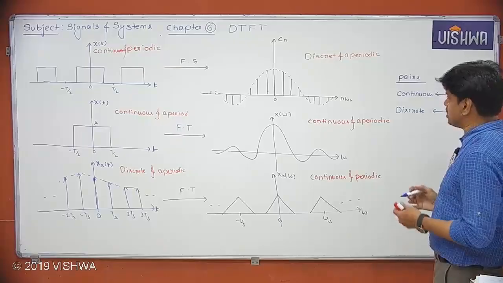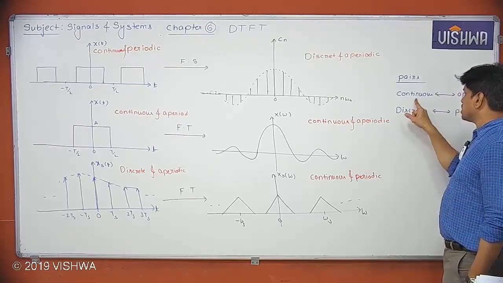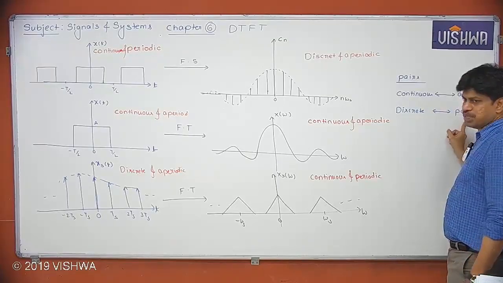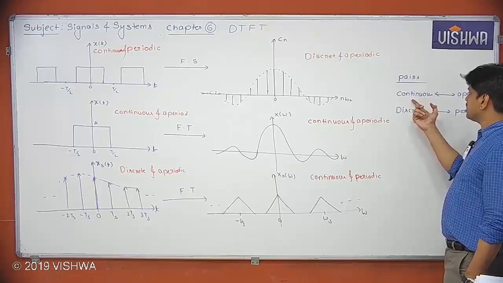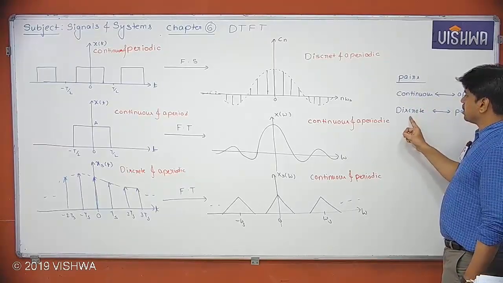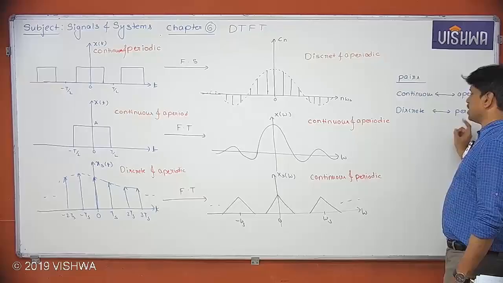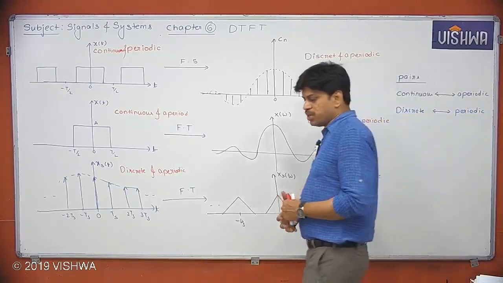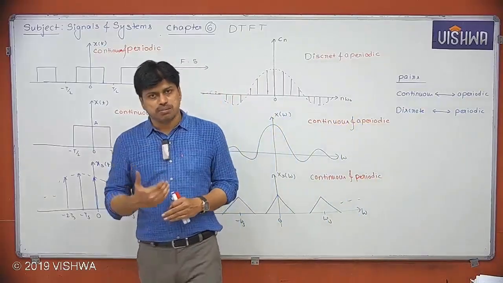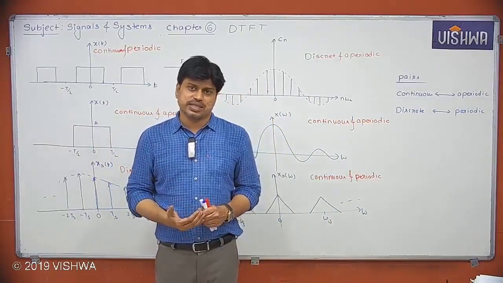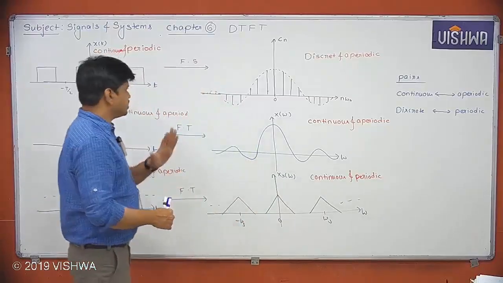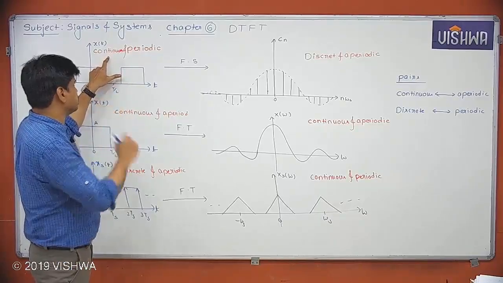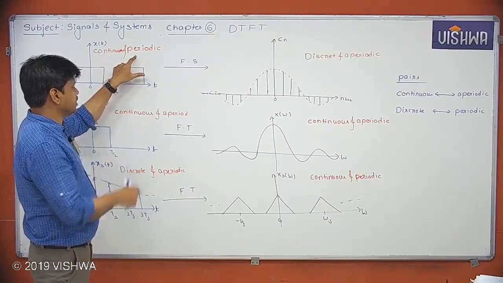What do you mean by that? In the time domain, if the signal is continuous, in the frequency domain it is aperiodic. In the time domain, if the signal is discrete, in the frequency domain it is periodic. In the same way, in the frequency domain, if it is continuous, in the time domain it is aperiodic. In the frequency domain, if it is discrete, then in the time domain it is periodic. These are the pairs. In one domain, if you see continuous, in the other domain you see aperiodic. In one domain, if you see periodic, in the other domain you see discrete. Let's see whether it is matching or not. Whenever it is continuous, there we have to see aperiodic. Yes. Here it is periodic, and its pair is discrete. Yes, discrete is there.